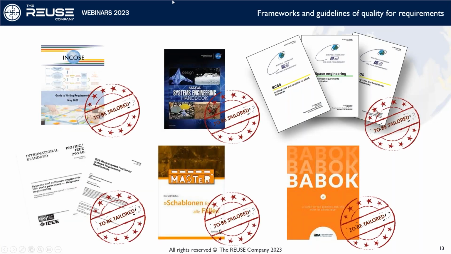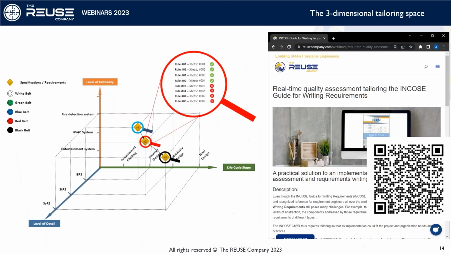Just to tell you that, of course, even if those guidelines include a very nice set of quality characteristics and quality rules, in our experience the real success is obtained when those rules are tailored for the purpose of each individual case. And well, we can speak a lot. We don't have time in this short webinar to discuss the needs for tailoring.